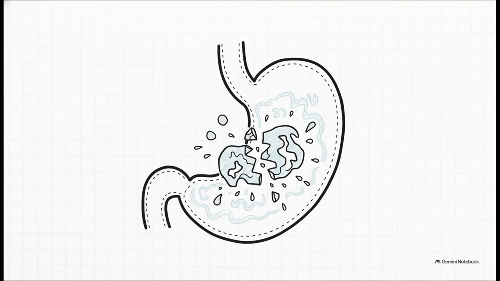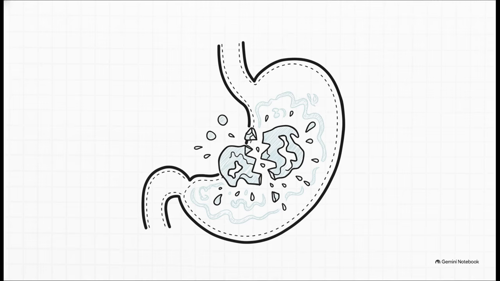And now we land in the stomach. Understanding this organ is critical. The stomach is this J-shaped pouch in your upper left abdomen holding about 1.5 liters. Anatomically, it's divided into 4 parts: the cardia, fundus, body, and pylorus. But functionally, it is a total chemical powerhouse.